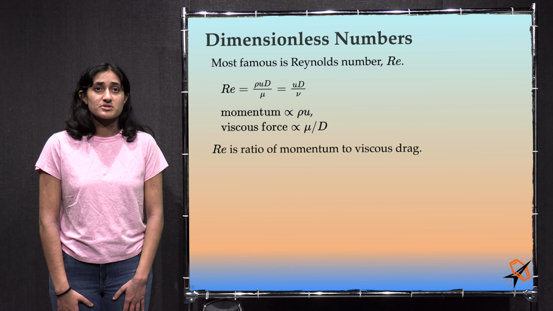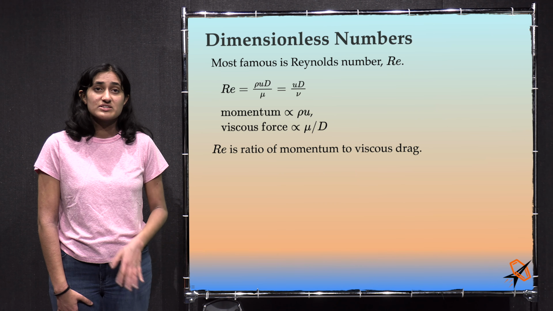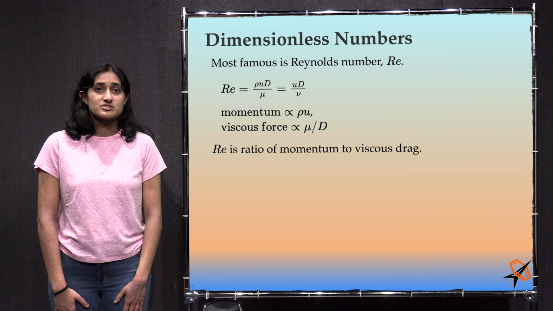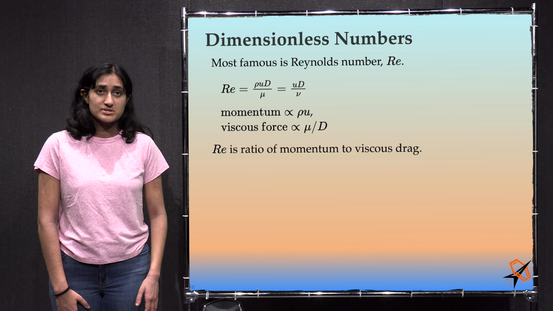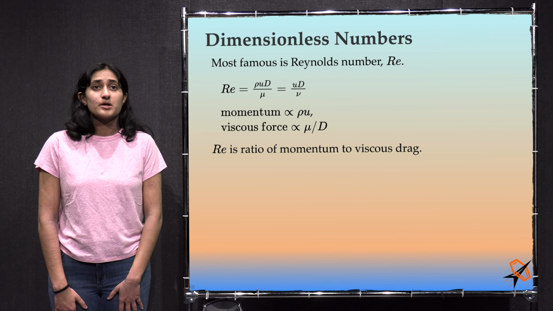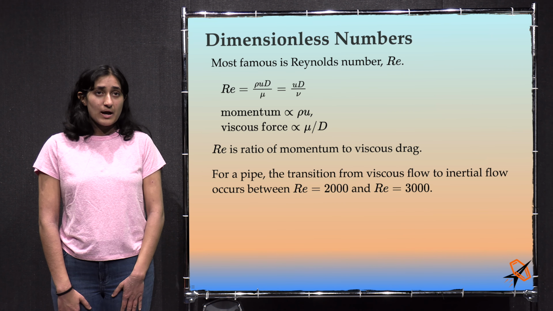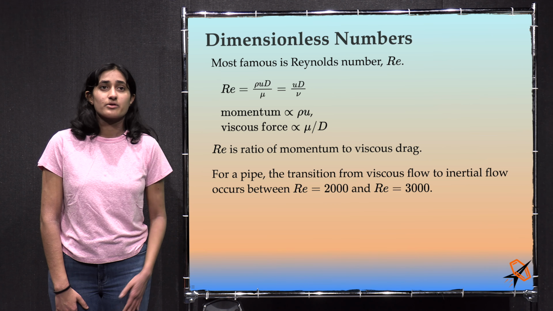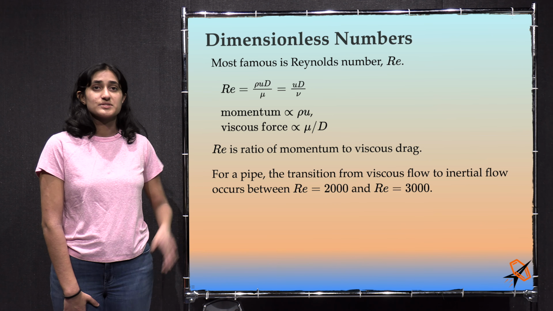So at low Reynolds numbers, the resistance to flow is governed by the viscous drag, and at high Reynolds numbers, the resistance to flow is governed by inertial forces. We discuss in later videos what low and high mean, but for pipe flow, the transition from one to another is usually around 2,000 to 3,000.